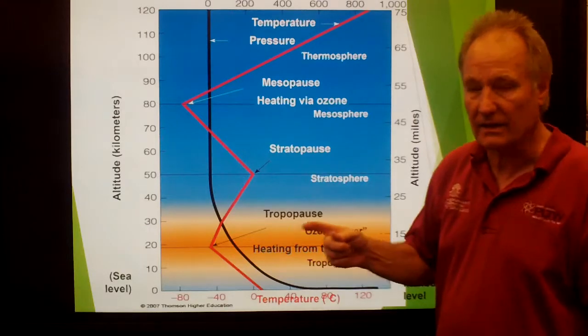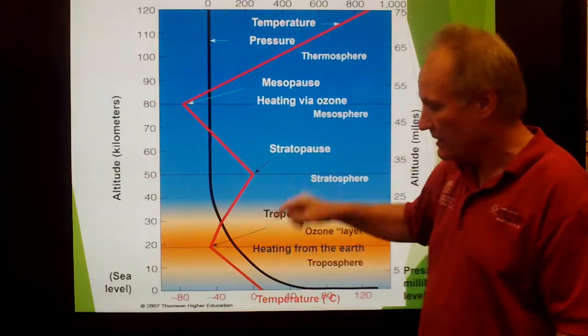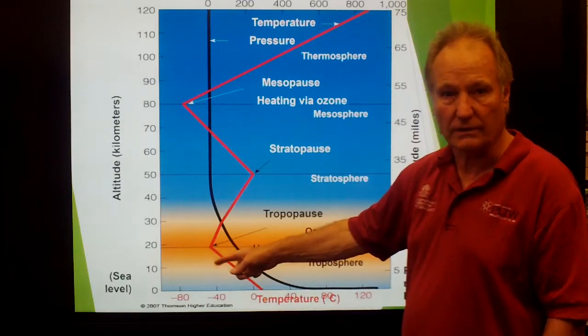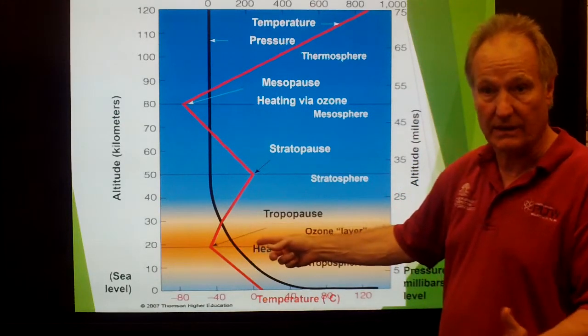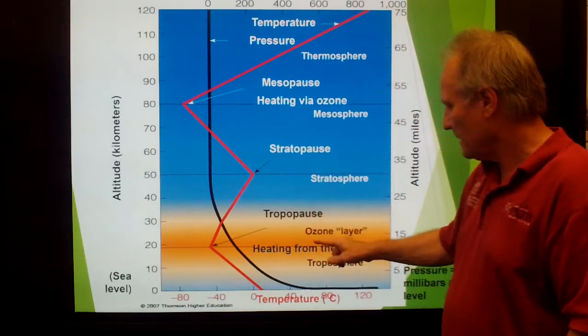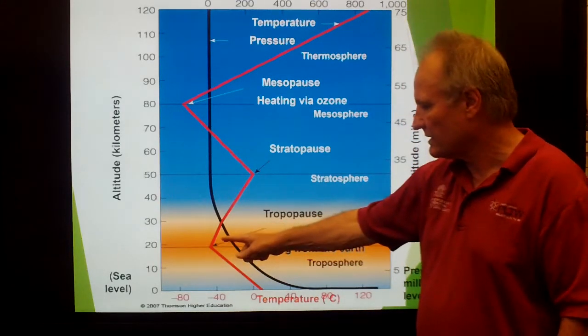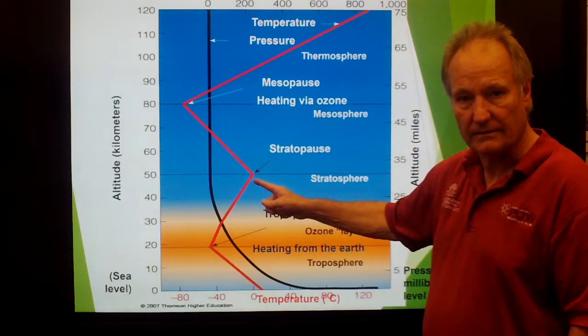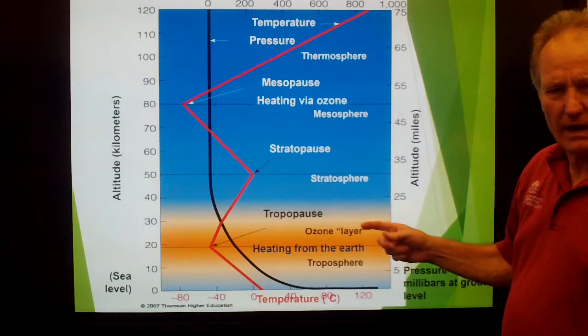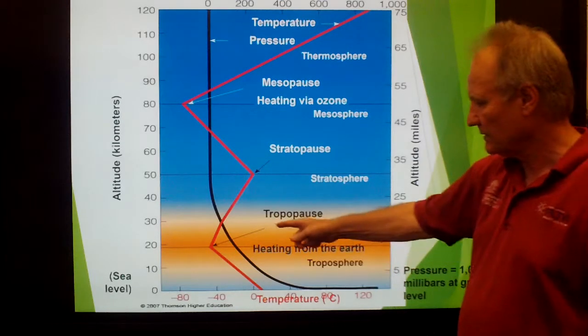Now, the red line represents the temperature. In the troposphere, as you go higher, it gets colder. Go to the top of Mount Everest, it's really, really cold all the time. But then as you enter the stratosphere, the temperature starts to increase, and you are now in the ozone layer. Why would that particularly occur?